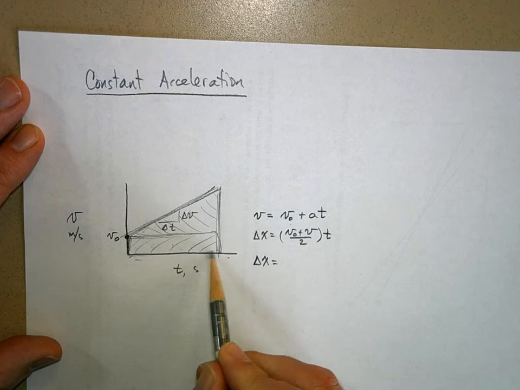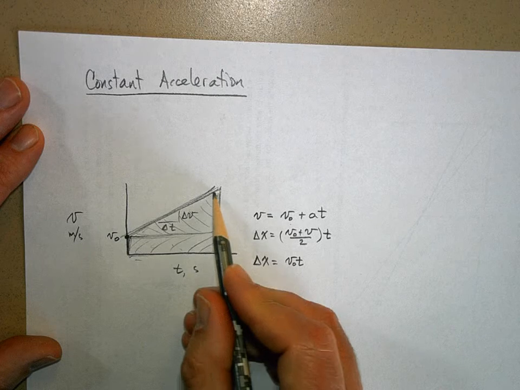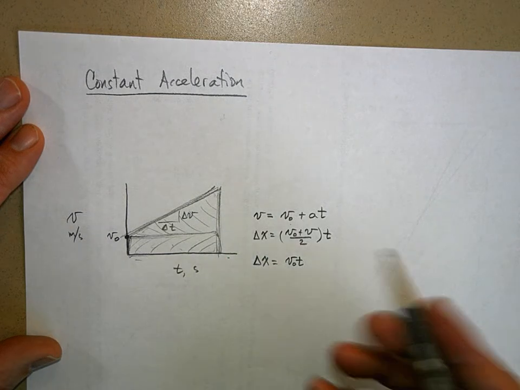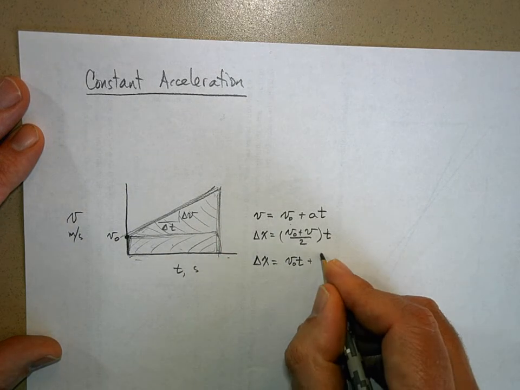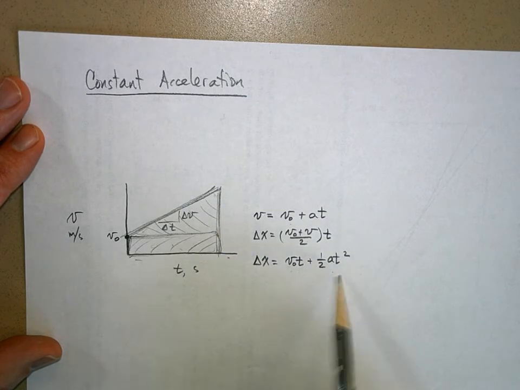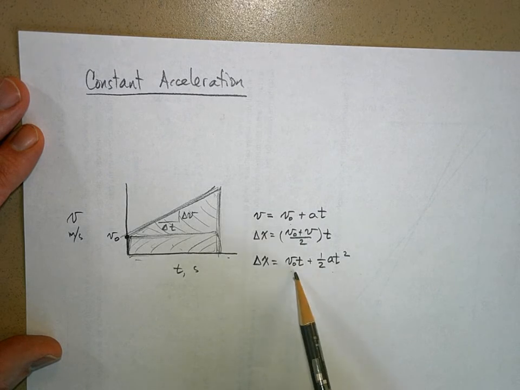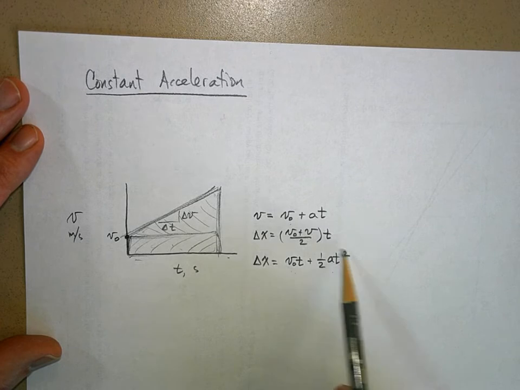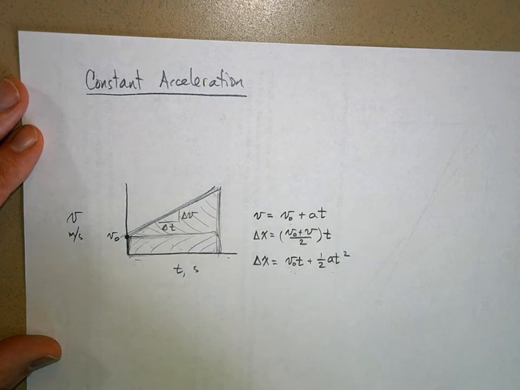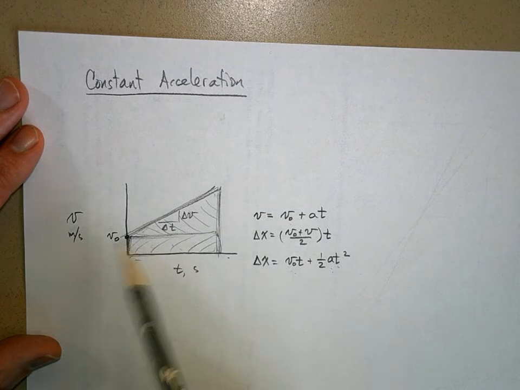But our rectangle here is v naught t. And it turns out the area of this triangle, if you go through an easy little substitution, is equal to 1/2 a t squared. So here we've broken it up into two parts, two areas. This represents how much I changed my position because I had initial velocity, and this represents how much I changed my position because during that time I was accelerating. And this works even if the acceleration is negative. Even if my initial velocity is negative, it would change what the graphs look like.